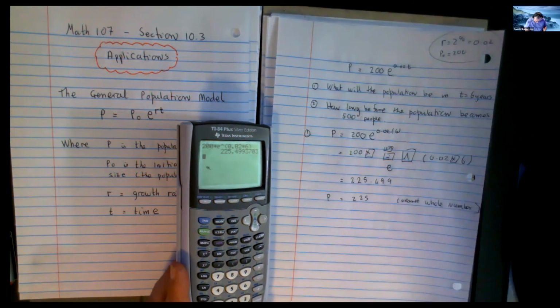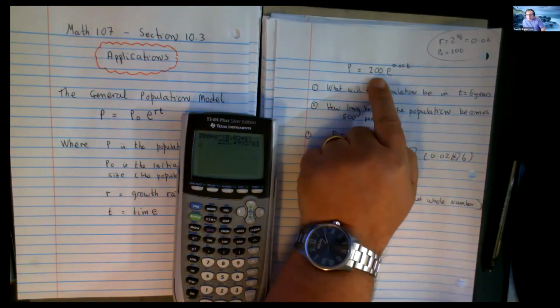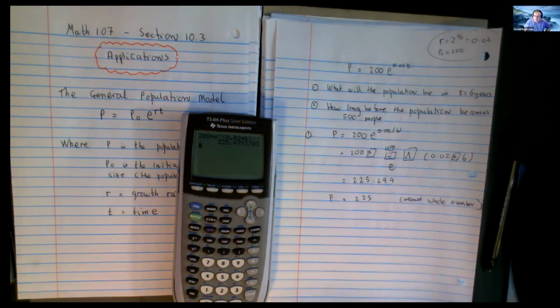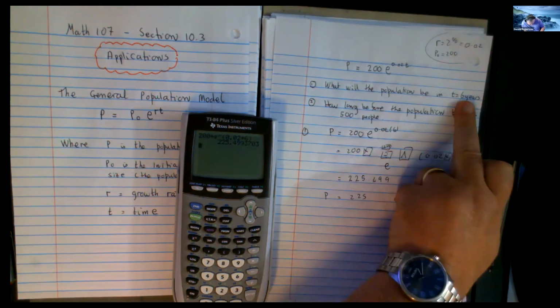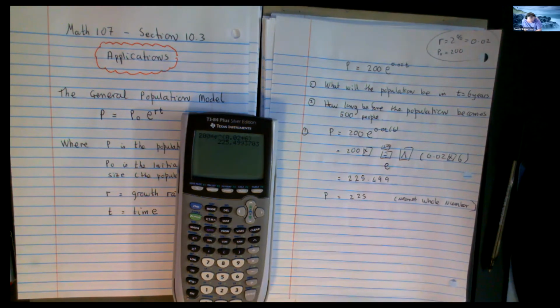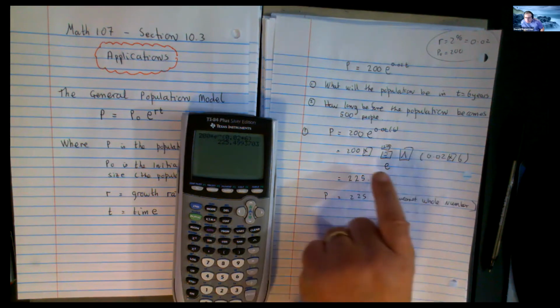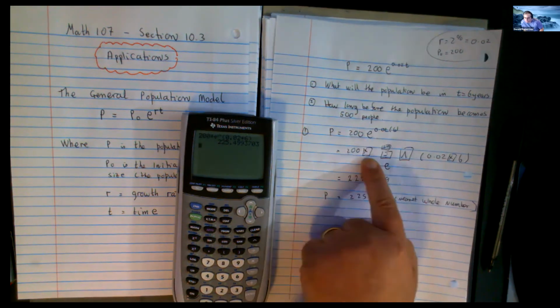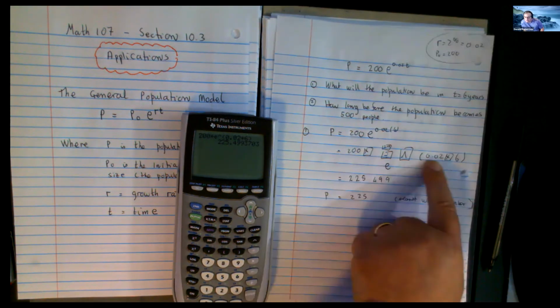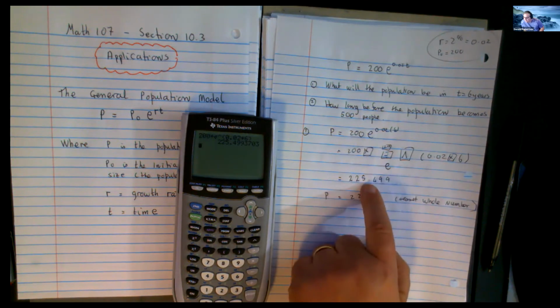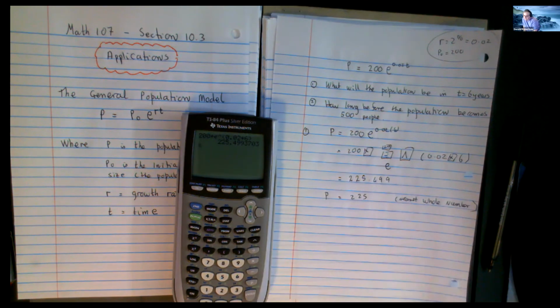So in this little story, the town started with 200 people in it. The growth rate is 2%, which isn't very high. And in 6 years, they've grown to, well, a reasonable number, right? 225 people. Is there anything about the plug and chug? This line here is just telling you what buttons to press on your calculator. Are we cool with this type of question? Because it typically is the easier of the two.